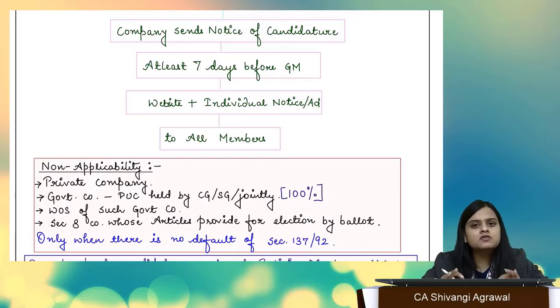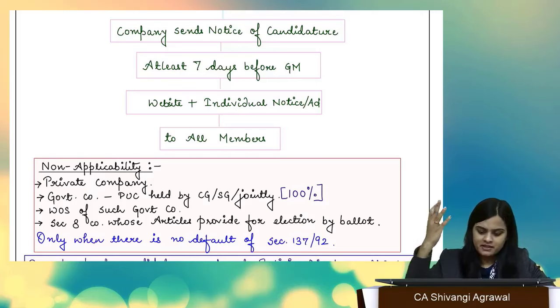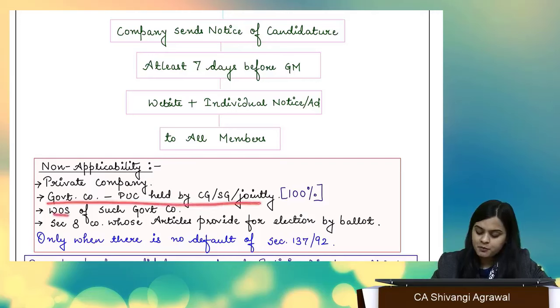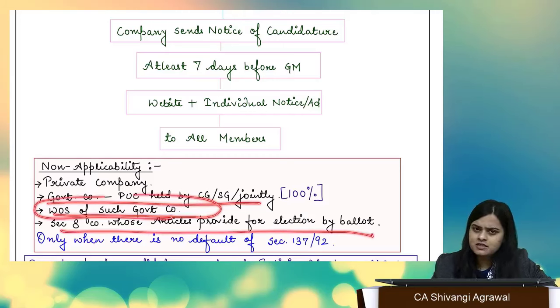The section does not apply to a private company, because in a private company, not everyone gets the power that they can nominate themselves. It does not even apply to a 100% government company, a wholly owned subsidiary of such 100% government company, and a section 8 company where election is happening by ballot system, right?